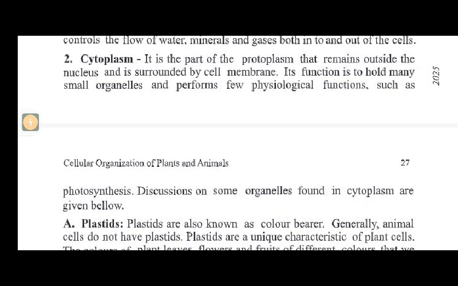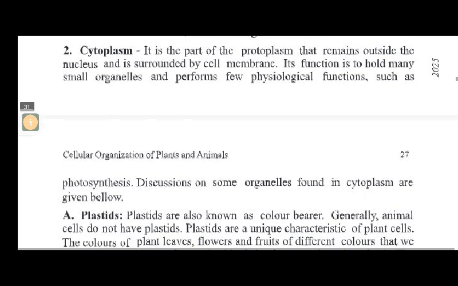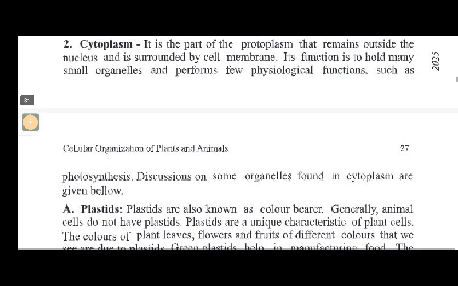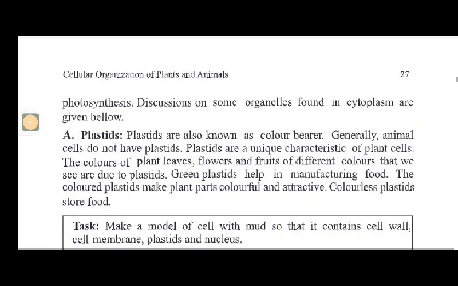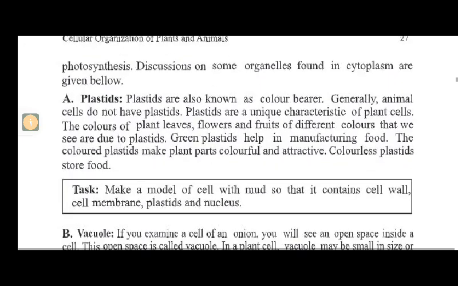Cytoplasm. It is the part of the protoplasm that remains outside the nucleus and is surrounded by the cell membrane. Its function is to hold many small organelles and perform a few physiological functions such as photosynthesis. Discussion on some organelles found in the cytoplasm is given below.